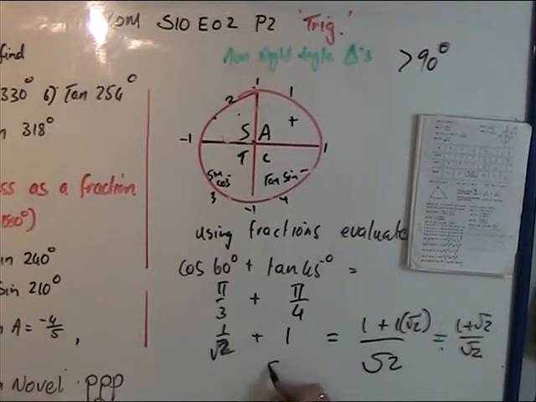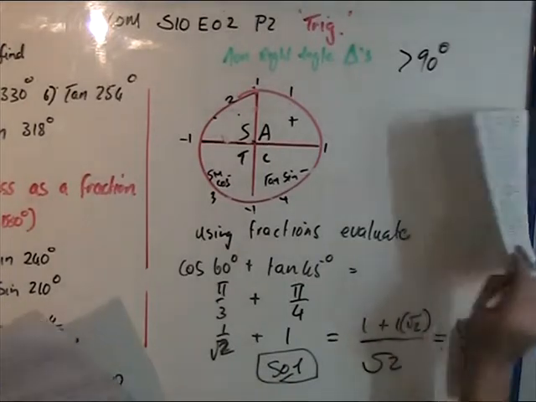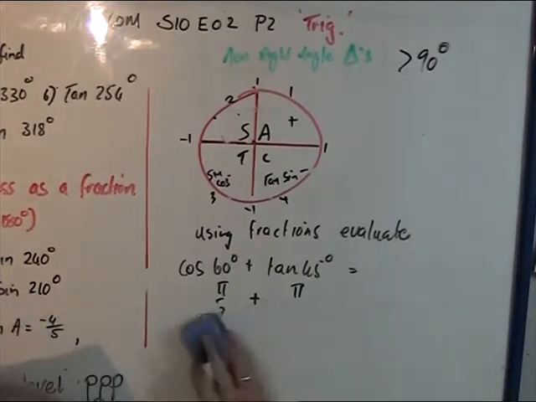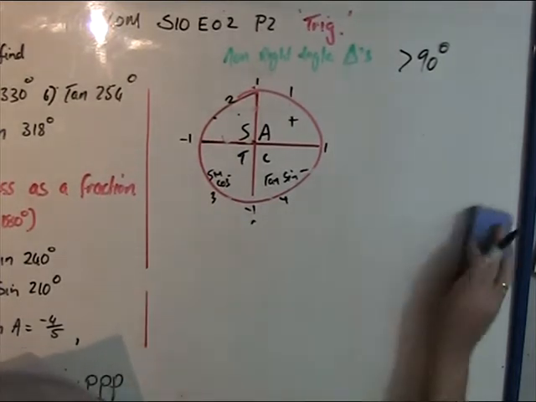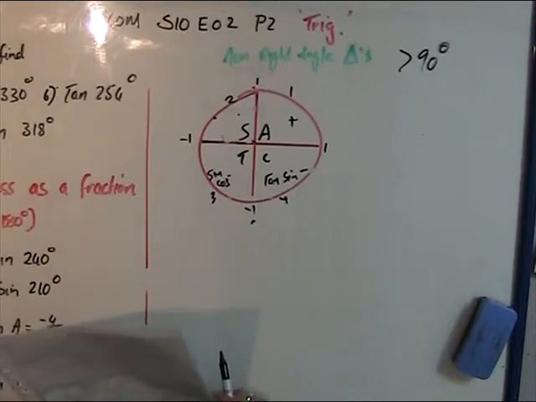Now the surds are in series 1, so you'll be able to know how to add and subtract surds and all that. So we made a common denominator and we just added them. You know how to add fractions. So that's how you evaluate using fractions. Next part. Now this leads to the unit circle, which we've done.